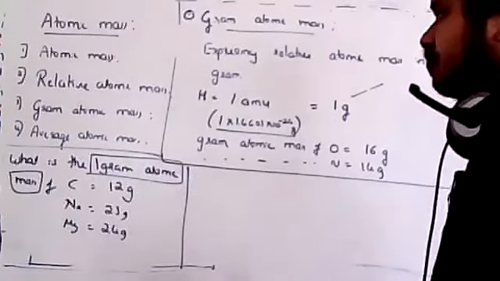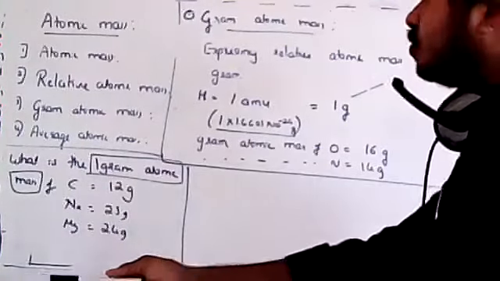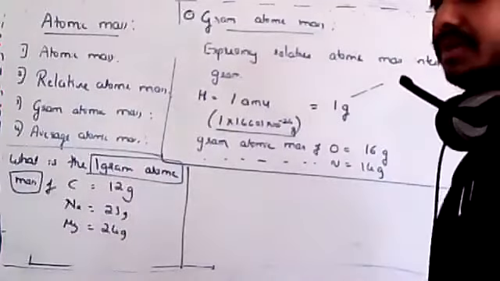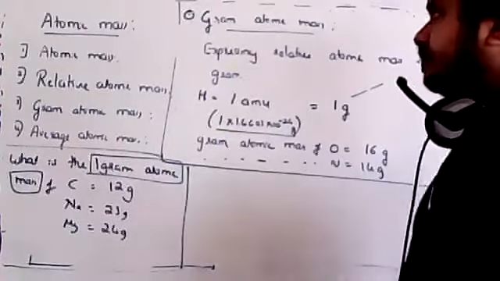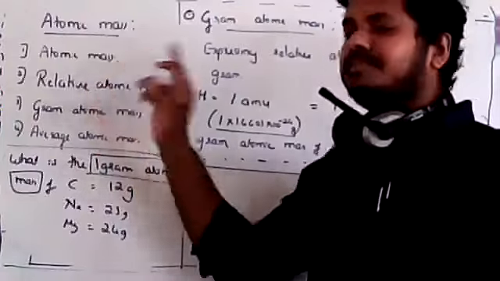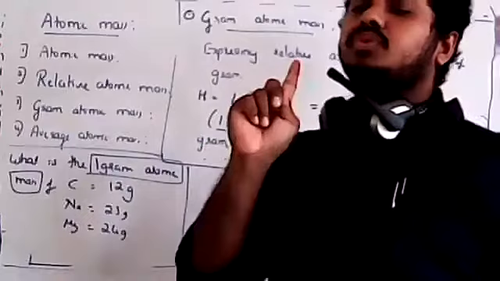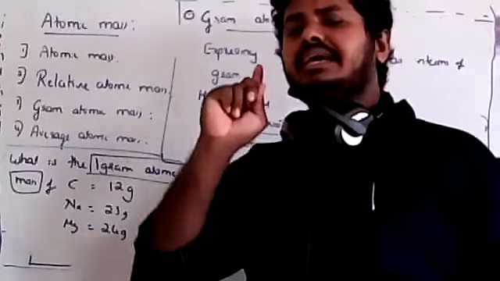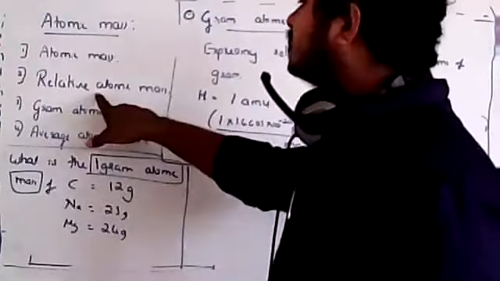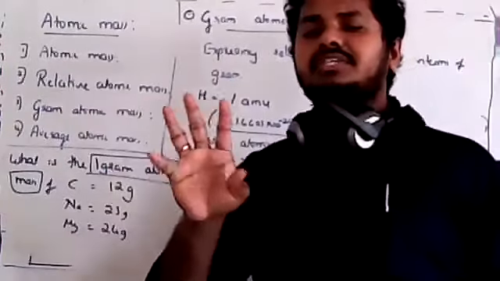Then what would be the mass of 0.1 gram atomic mass of sodium? It would be 2.3 grams. Okay, I think this is also clear now. Atomic mass is the mass of one atom, which is a very small value. To avoid the continuous use of such small values, we go for the relative atomic mass. In that, we have discussed mainly 4 points.